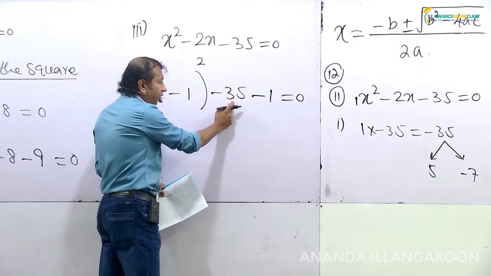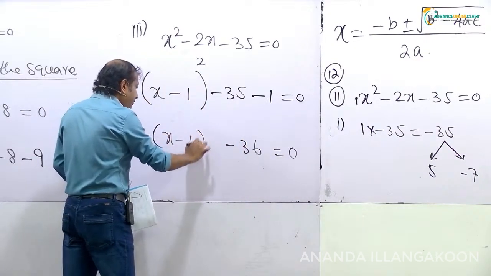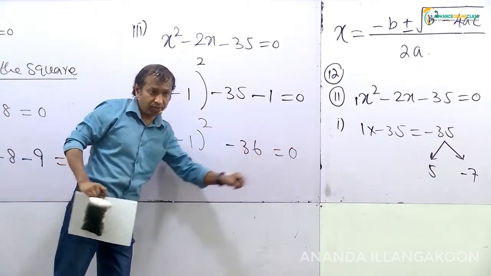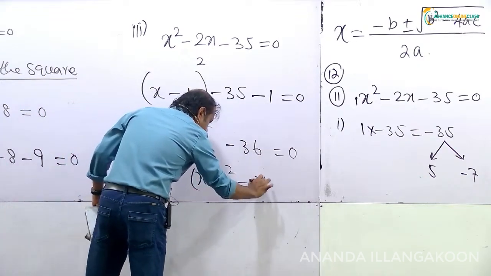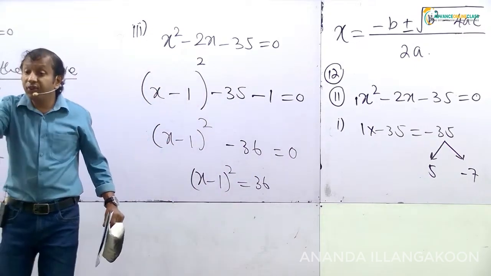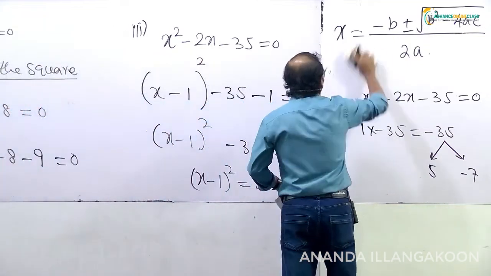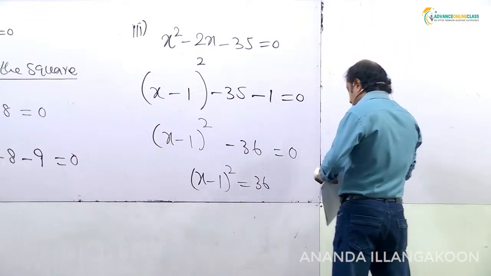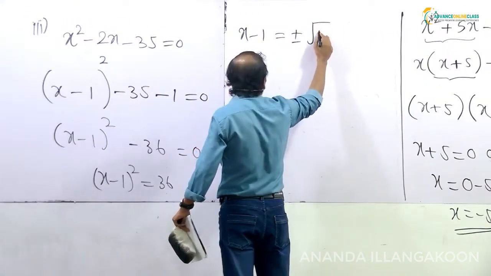Now, minus 35 minus 1 is minus 36. And here we have x minus 1 squared. Now what do we do? We bring this minus 36 to the right hand side, plus 36. Now we take the square root on the right hand side. When we take the square root, we have to put plus or minus before the square root. Then what do you get there? X minus 1 equals plus or minus root 36.